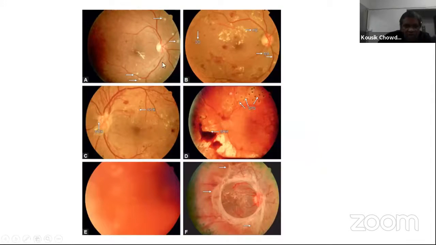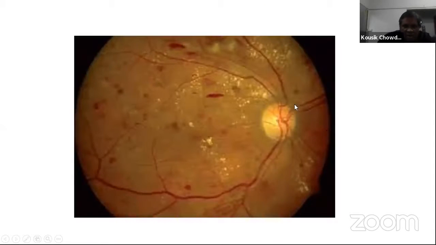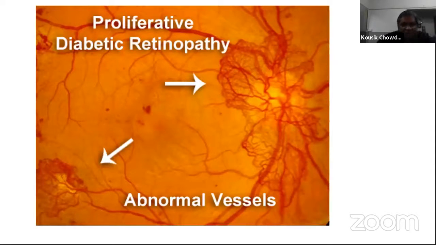This is showing the overall pictures. It is mild NPDR, moderate, severe, then PDR, then vitreous hemorrhage, and then advanced diabetic eye disease. I am coming to a case of very severe NPDR. Very severe NPDR is more than severe NPDR. There are cotton wool spots and hemorrhages all over the retina, which seems to be proliferative diabetic retinopathy. This is a case of proliferative diabetic retinopathy.